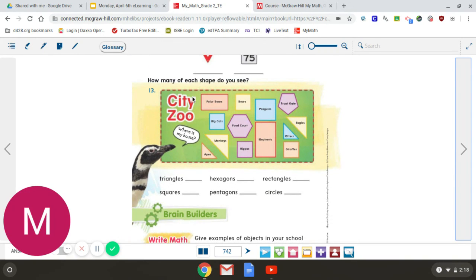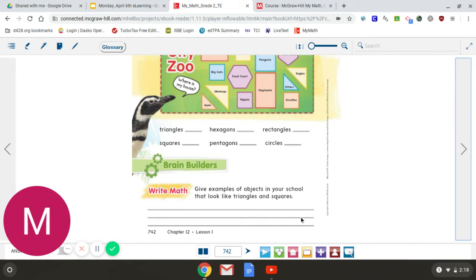For number 13, you're going to look at all of the shapes in this big box, and you're going to count up how many triangles, hexagons, rectangles, squares, pentagons, and circles you see in this big box here. You're going to look at all these shapes, count them up, and sort them.